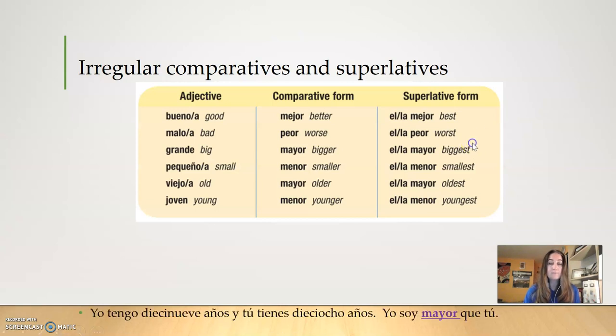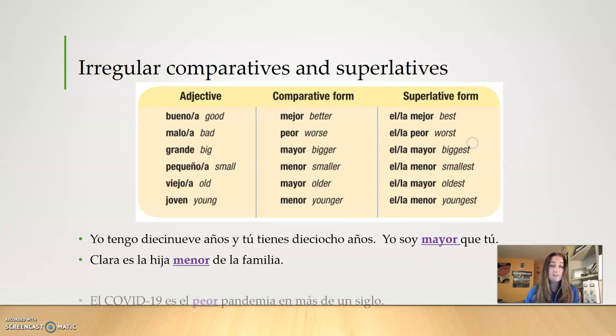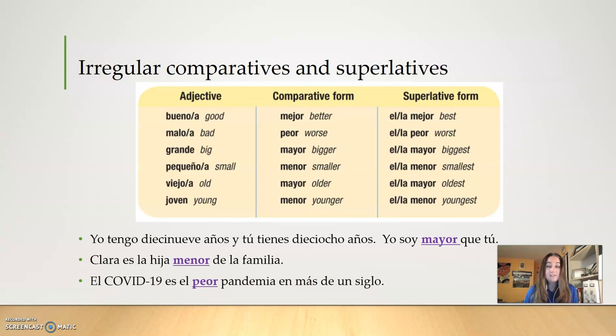Por ejemplo, yo tengo 19 años y tú tienes 18 años. Yo soy mayor que tú. I am older than you. Clara es la hija menor de la familia. She's the youngest daughter in the family. El COVID-19 es el peor pandemia en más de un siglo. It's the worst pandemic in more than a century.